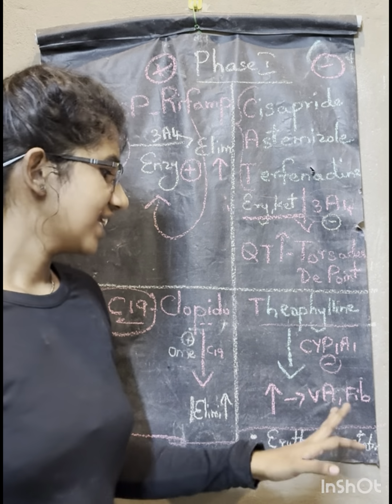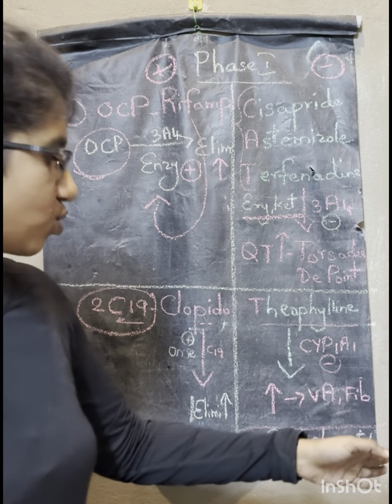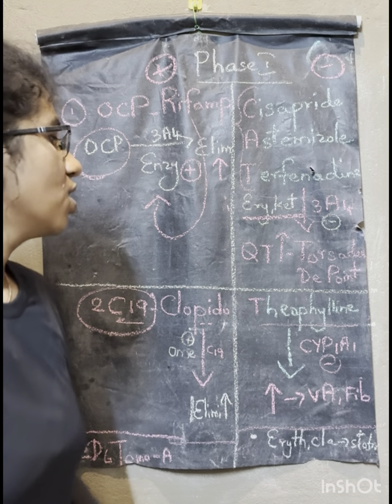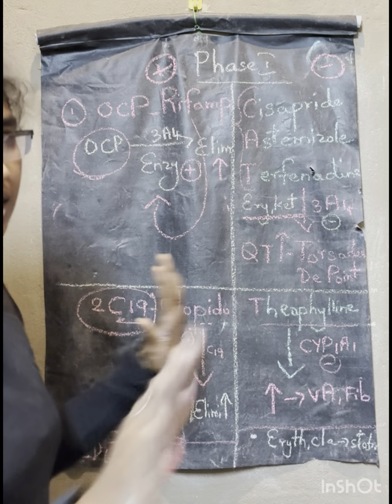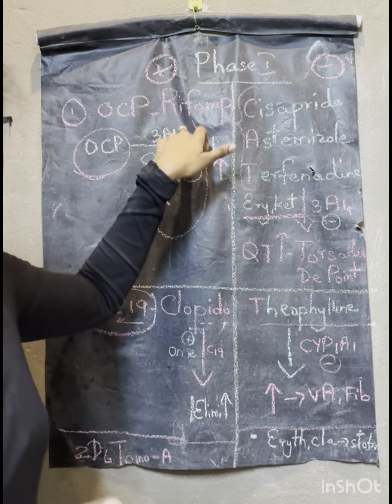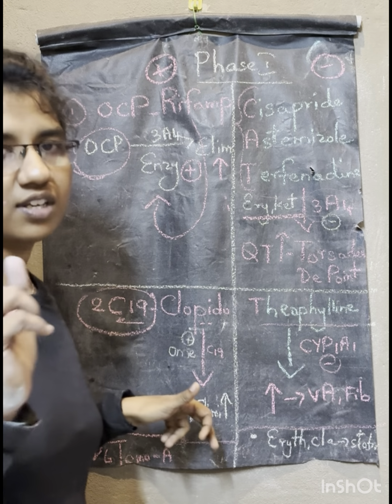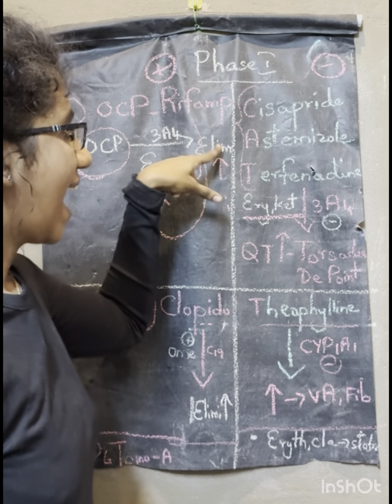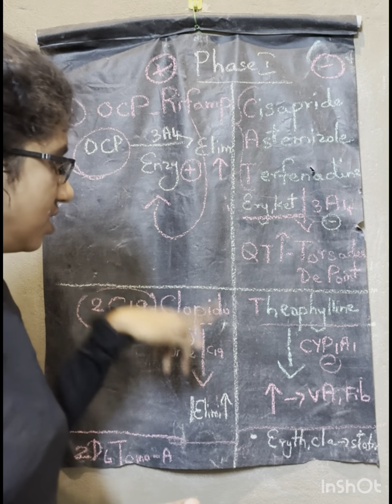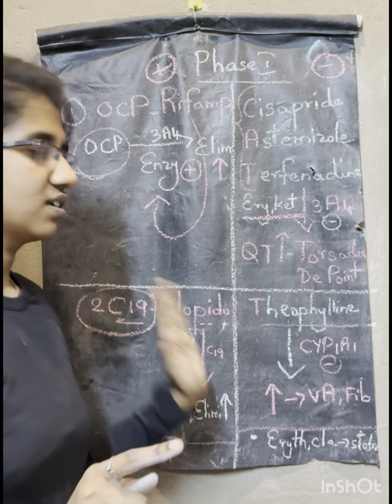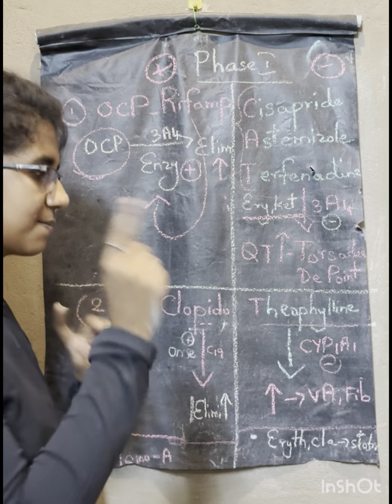Likewise, erythromycin and clarithromycin can lead to the toxicity of statins. But these four examples are very important: OCP failure in case of rifampicin, why clopidogrel and omeprazole cannot be given together, CAT drugs and QT prolongation, and theophylline and ventricular arrhythmias. So these four examples are really important.